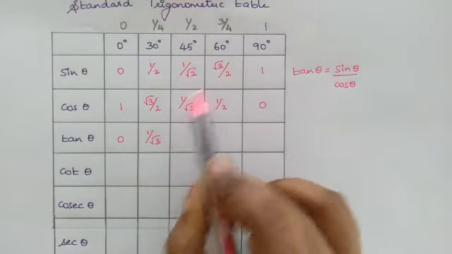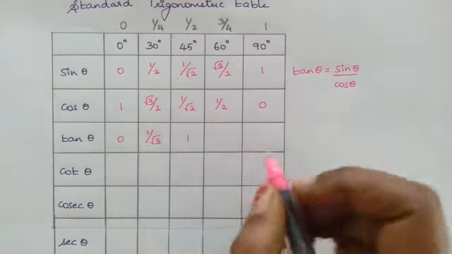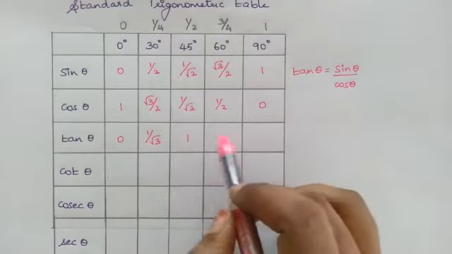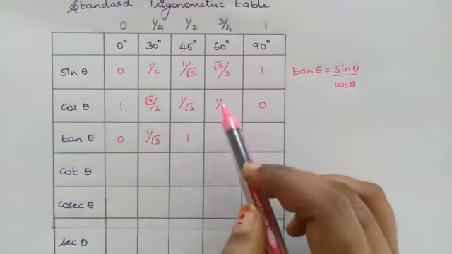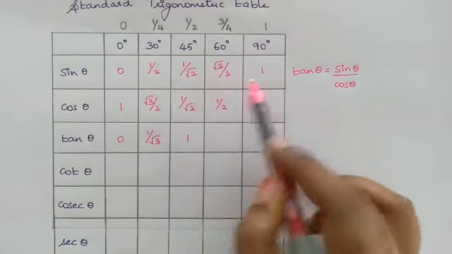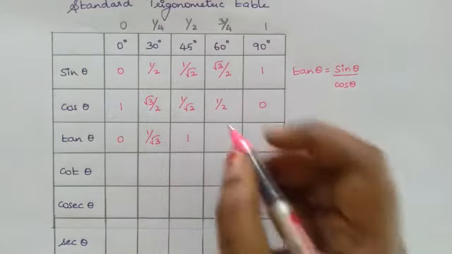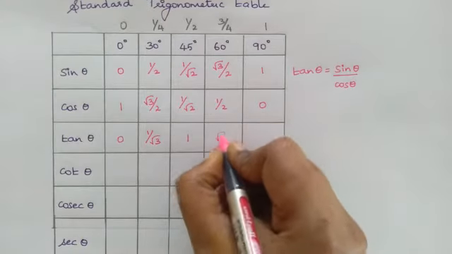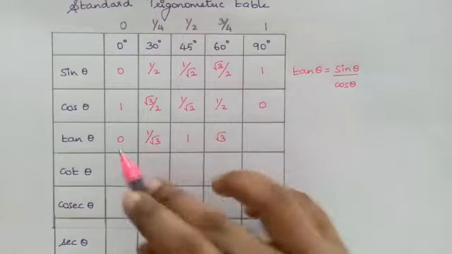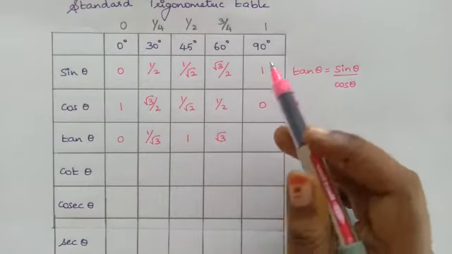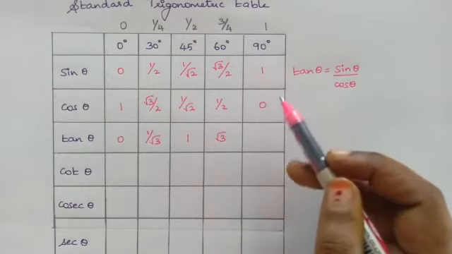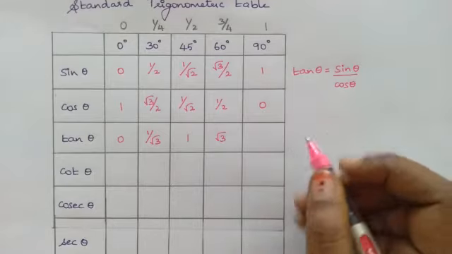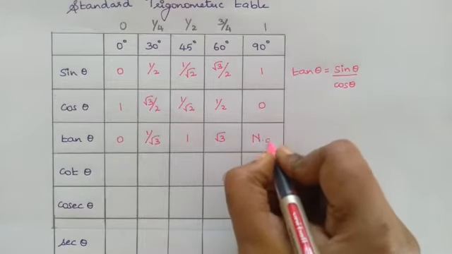Next, tan 45, that is sin 45 by cos 45. 1 by root 2 by 1 by root 2, that is 1. Next, tan 60 degree, that is sin 60 by cos 60. Root 3 by 2 by 1 by 2. 2 and 2 get cancelled. Root 3 by 1, which is simply root 3. Next, tan 90 degree, that is sin 90 by cos 90. 1 divided by 0, which is infinity, or not defined.